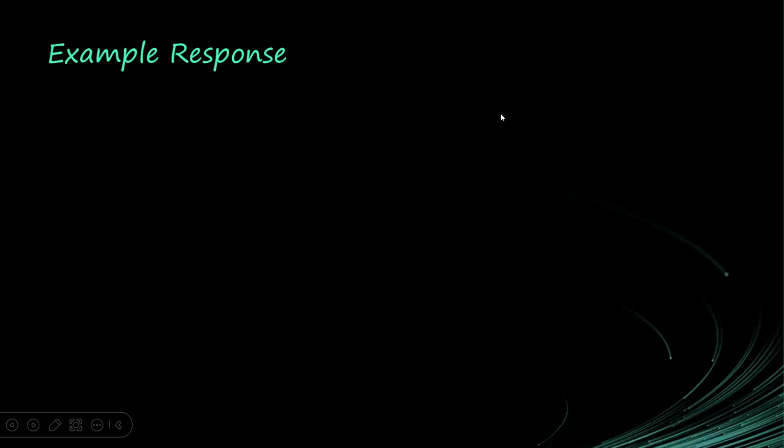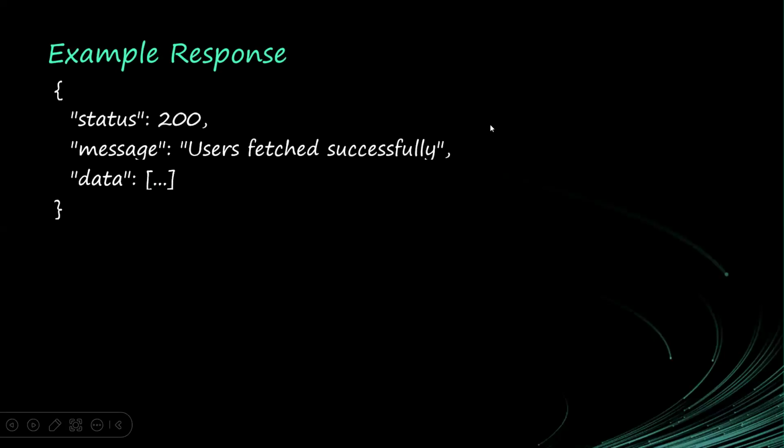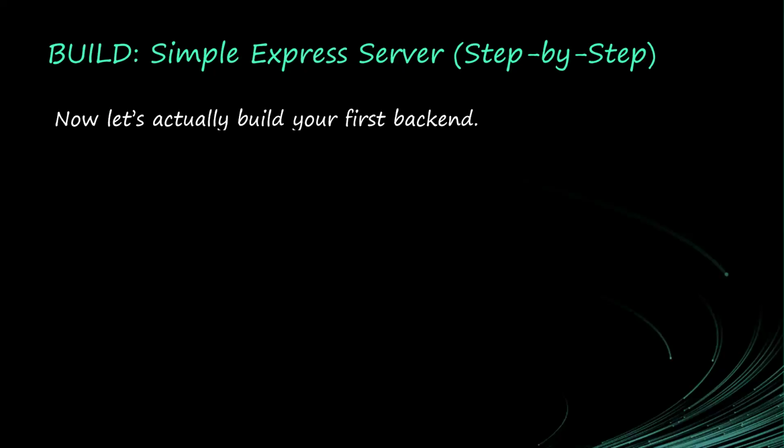Okay, so example of responses. Look at this response. This response has the status code of 200 and the message says users fetched successfully and then the data is here. Do you understand? So this is an example. You're going to see how we are going to create a server right now. So now let us start to create a server.